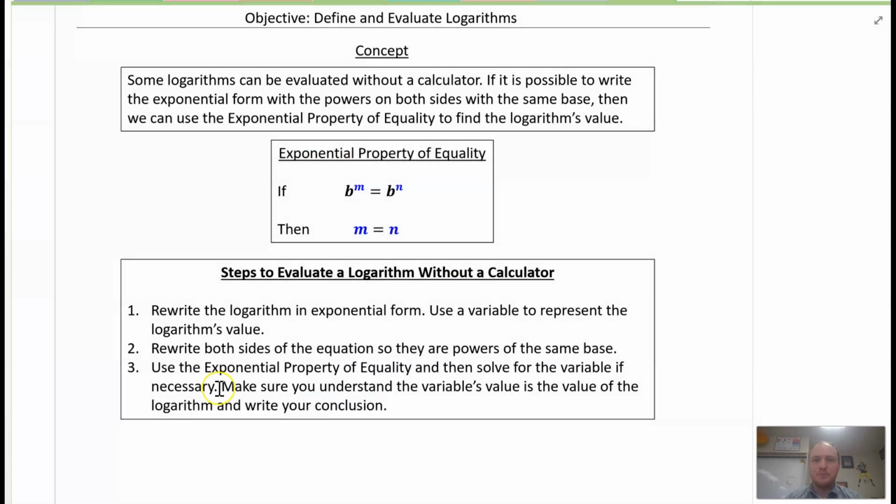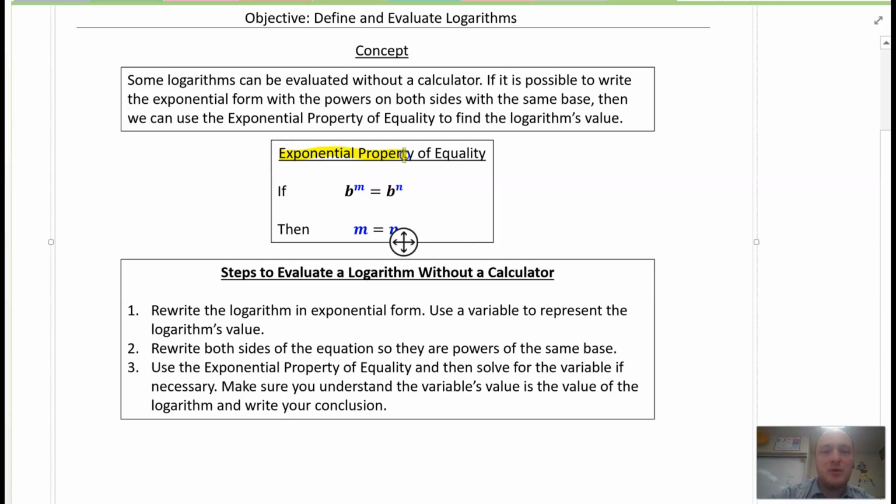All right, so it is possible to write exponential forms with powers on both sides with the same base. Then we can utilize the exponential property of equality. So maybe you're asking yourself, what is the exponential property of equality? Good question. Well, here it is.